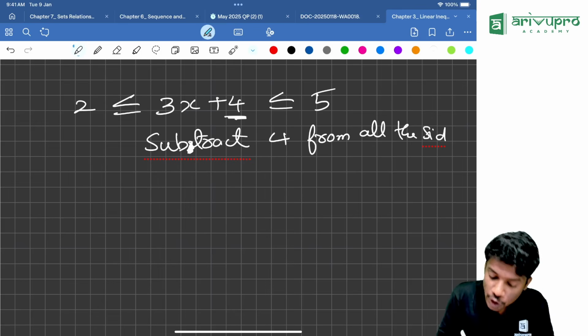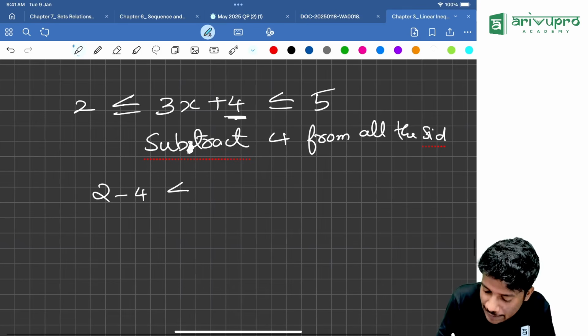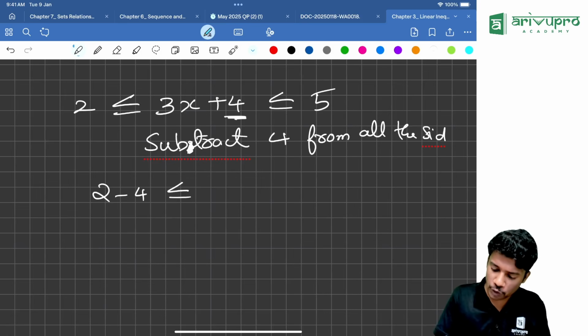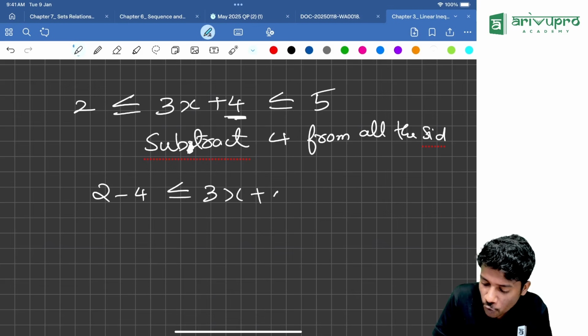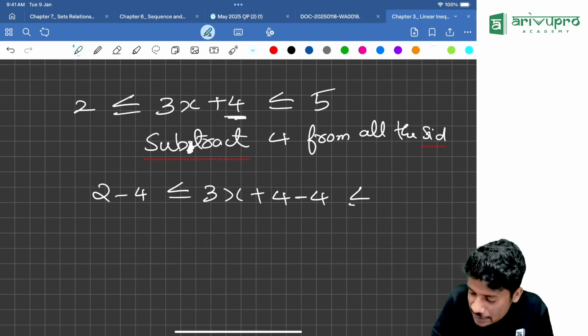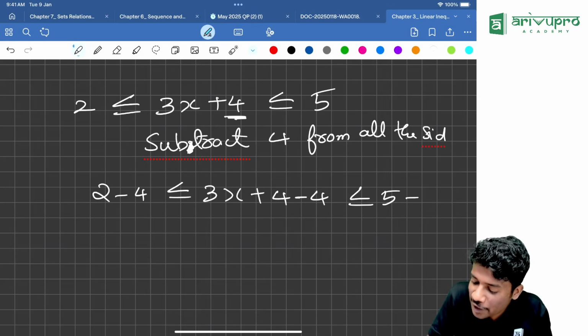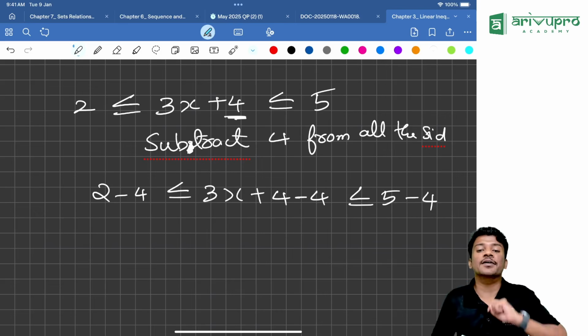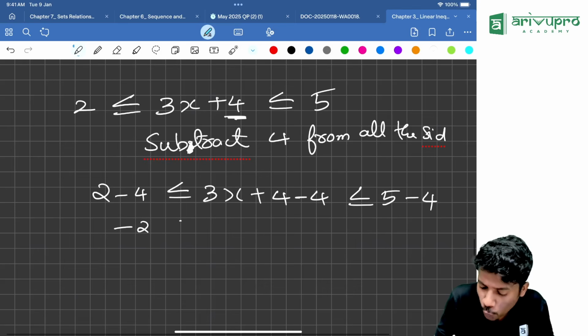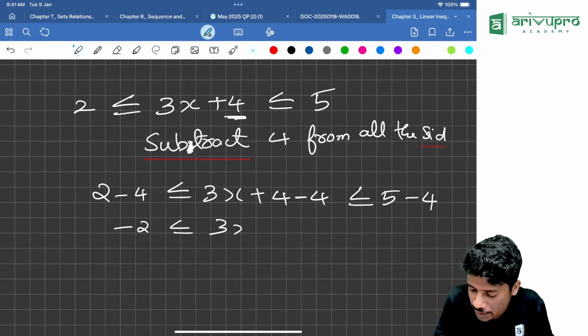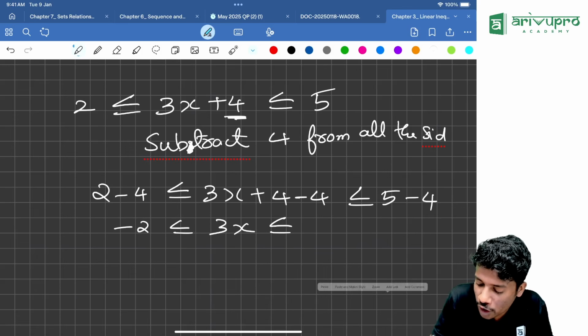How to do that? 2 minus 4, then less than or equal to 3x plus 4 minus 4 less than or equal to how much? 5 minus 4. Then what is remaining? Minus 2 less than or equal to 3x, then less than or equal to how much now?